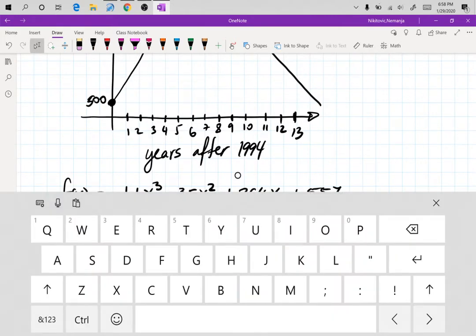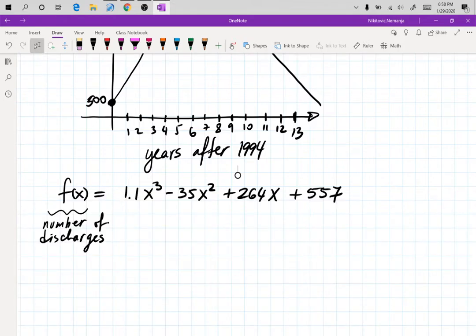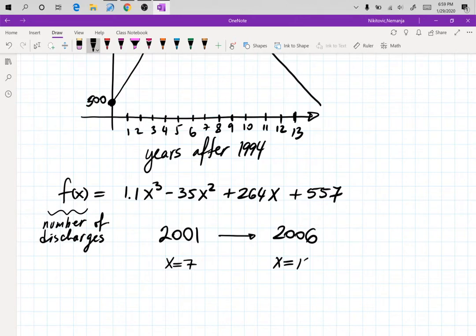to find the change from 2001 to 2006. Now, what is your x for 2001? 7. X is 7 for 2001, because these are discharges calculated, and the beginning of time is 1994. So 0 is 1994, 1 is 1995, 2 is 1996, and as you go up, you will get x equals 7. How about 2006? 12. There are your x1 and x2, and you have the function.